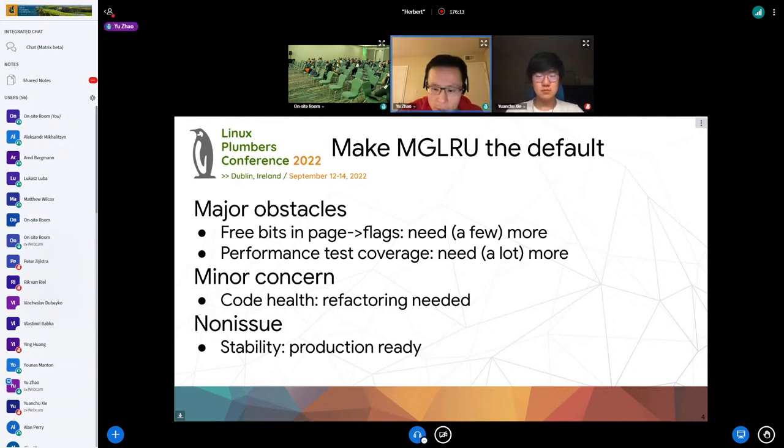Stability is not an issue because MGRU has been proven in our production system. Also, many distros have been carrying the MGRU patch set. This has proven very stable under heavy memory pressure.